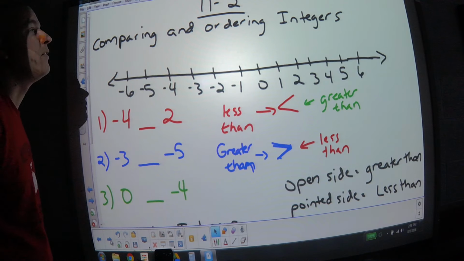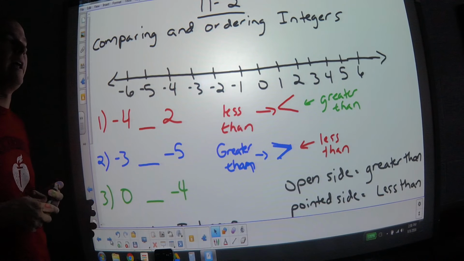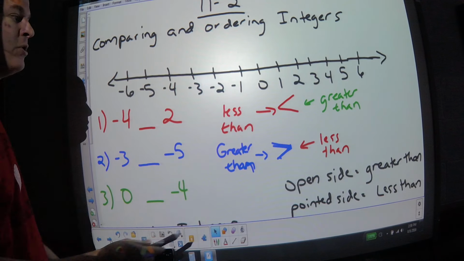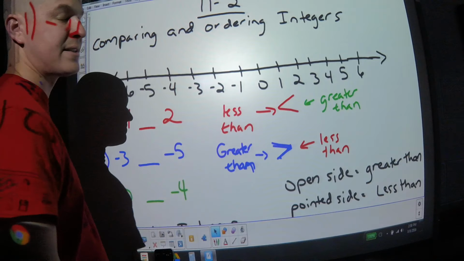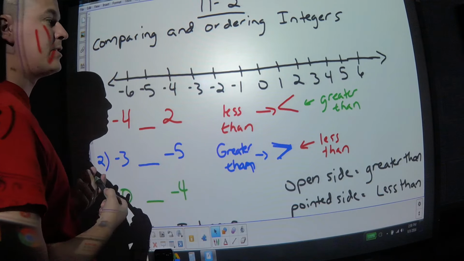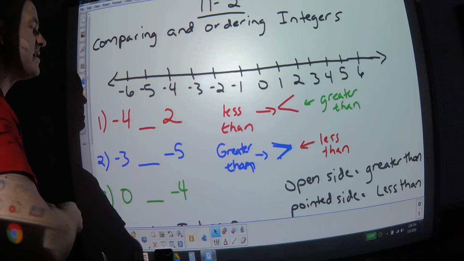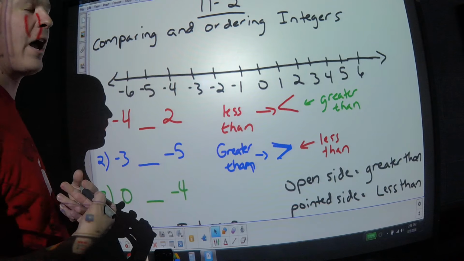All right, 11-2 is starting to compare positive and negative numbers. We're starting to use what's called greater than and less than. When you're comparing and ordering integers, you want to compare them based upon their value, based upon how big or small they are.